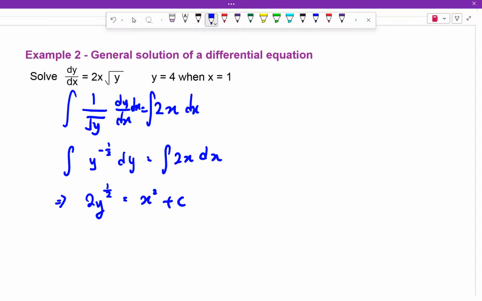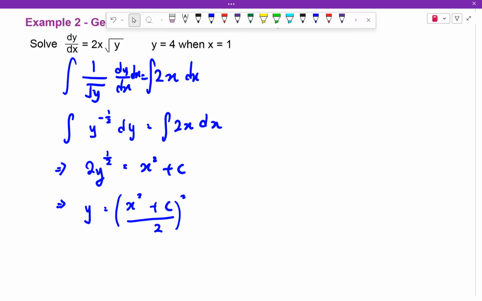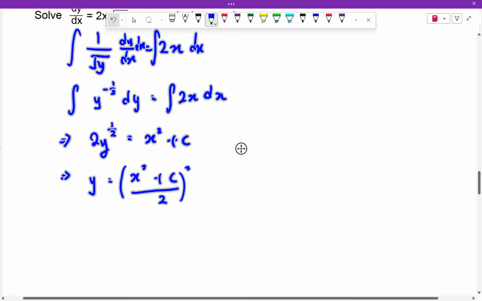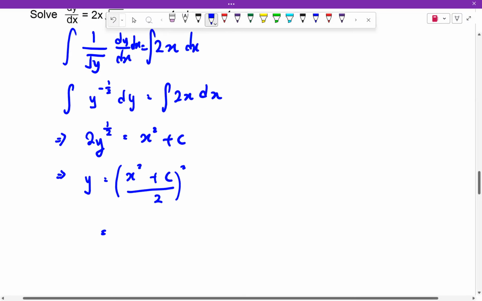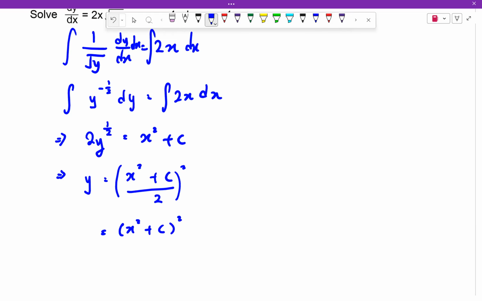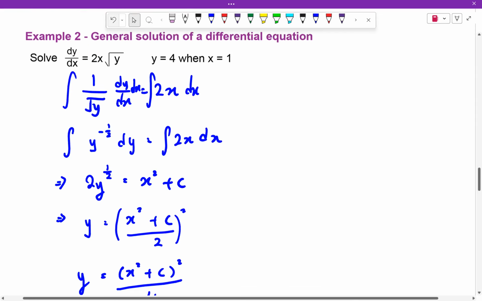Right. Now in this case, our y would equal to x squared plus c over 2, and it would be bracket square. Okay, so in this case, the final format we can write as x squared plus c squared over 4. Done. This is the general formula. But what about the particular solution? The particular solution is to substitute it in.